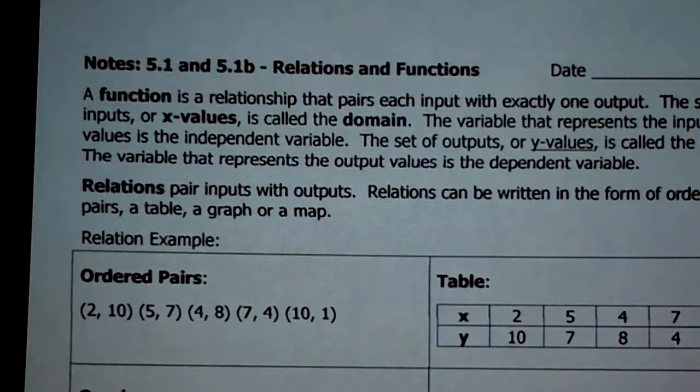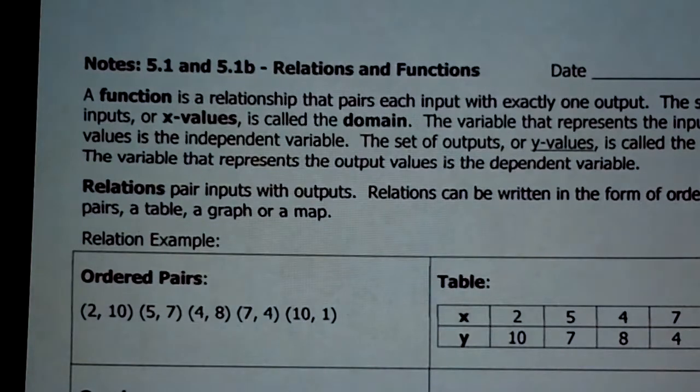The set of outputs or y values, that's called the range. So the variable that represents the output values is going to be the dependent variable. So that's usually the one where you have to gather the information, you have to actually do an experiment, and you get those values. You don't get to pick them, they're what happens.